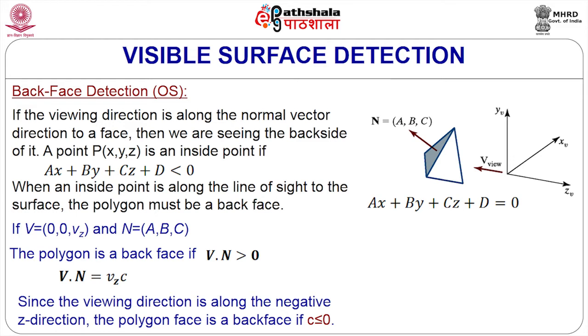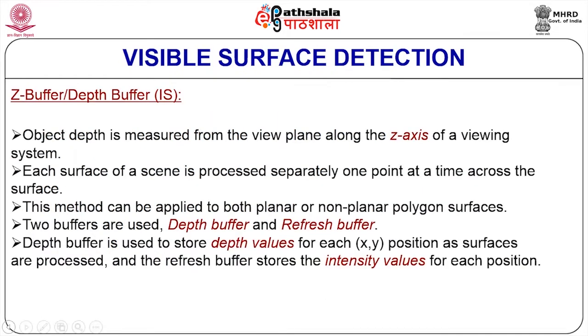So, if Vz is negative and C is negative, the dot product becomes positive. So, V dot n is greater than 0. Whenever C is less than or equal to 0, we can safely conclude that we are seeing the back side of a face, and we can ignore the face. So, we can call that a back face. That is the important discussion in the very first and the simplest method for back face detection.